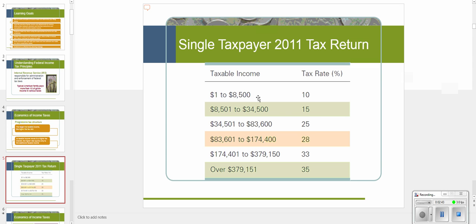So on the first $8,500 you make, you pay 10%. On the next bracket of 8,501 up to 34,500, you pay 15%. From 34,501 to 83,600, you pay what? 25%. And so on and so forth. If you are fortunate enough for your income to be $379,151 or over, you're going to pay a 35% tax rate on anything over $379,151. Okay? Just to give you an idea.